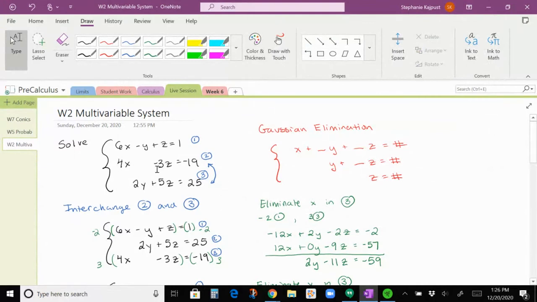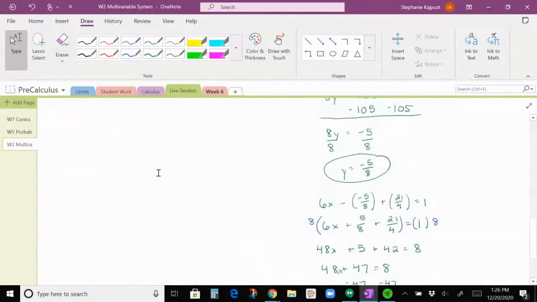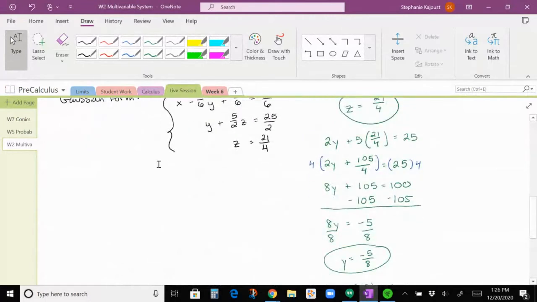So for this particular system, I mentioned that I would have probably solved the second equation for y and plugged that in. So I will kind of do that over. We'll do this in gray over here. That second equation is 2y plus 5z equals 25. If I wanted to do some sort of substitution on it, I might solve this for y. So I subtract 5z from both sides.